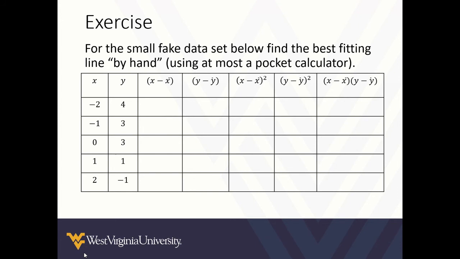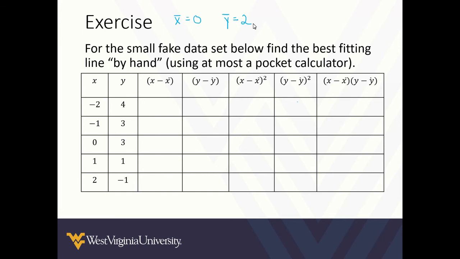Now let's try to go ahead and do this by hand. For the small fake data set below, let us try to find our best fitted line by hand. So we are given values of x to be -2, -1, 0, 1, 2, and values of y to be 4, 3, 3, 1, -1. To begin, we're going to need to calculate our sample means for x and y. Our sample mean for x will be 0, and our sample mean for y will be 4 plus 3 plus 3 is 10 divided by 5. So that'll give us a sample mean of 2.